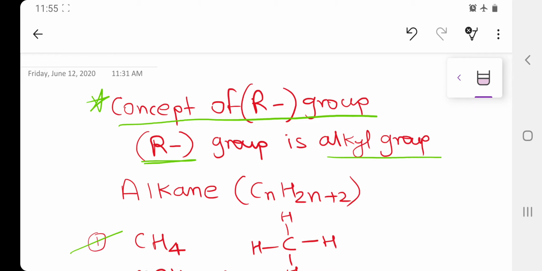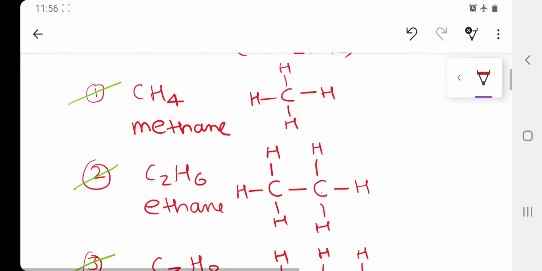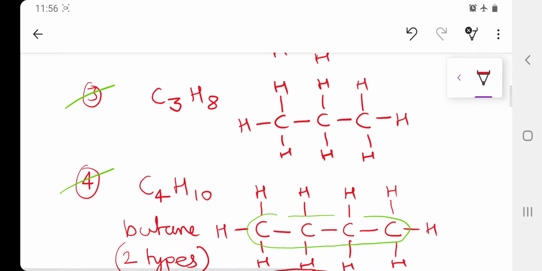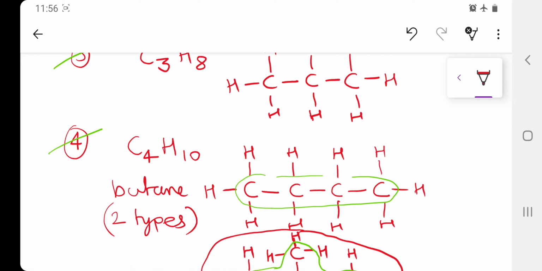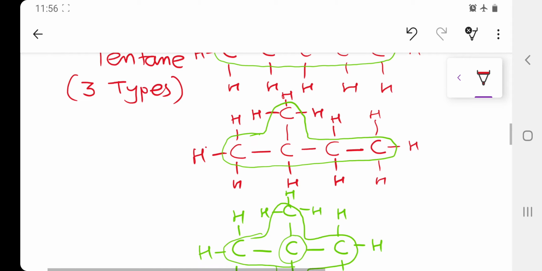We are understanding the concept of R group. R group is basically what? The alkyl group. For understanding these alkyl groups, we have to understand alkane. CH4, that is the simplest, first alkane, that can be represented in only one way. Then ethane can be represented in only one way. Propane can be represented in only one way. Butane can be represented in 2 ways. Then pentane can be represented in what?